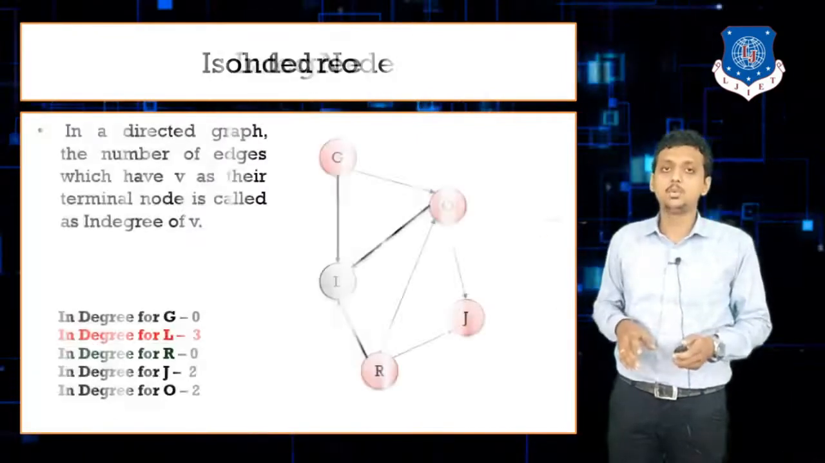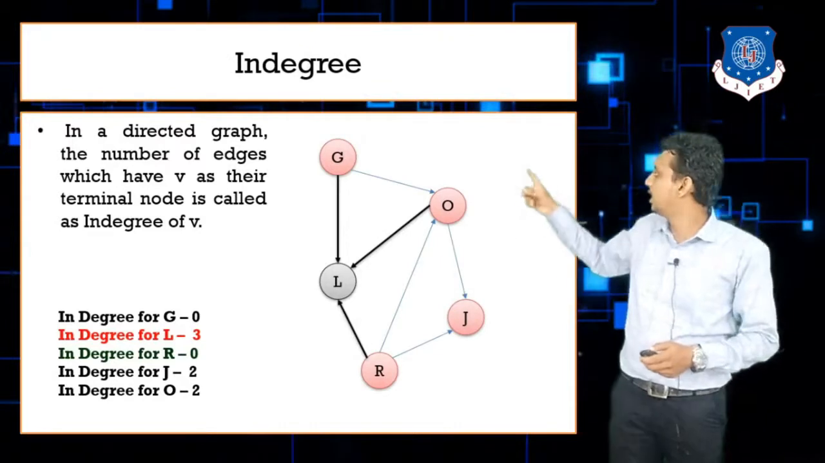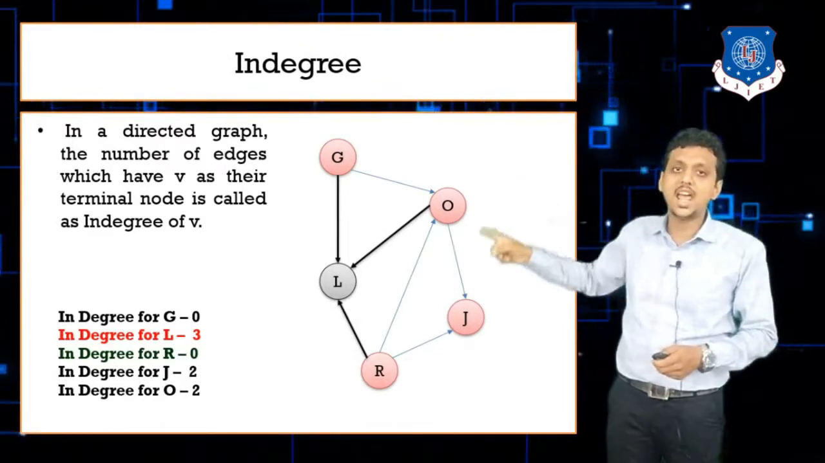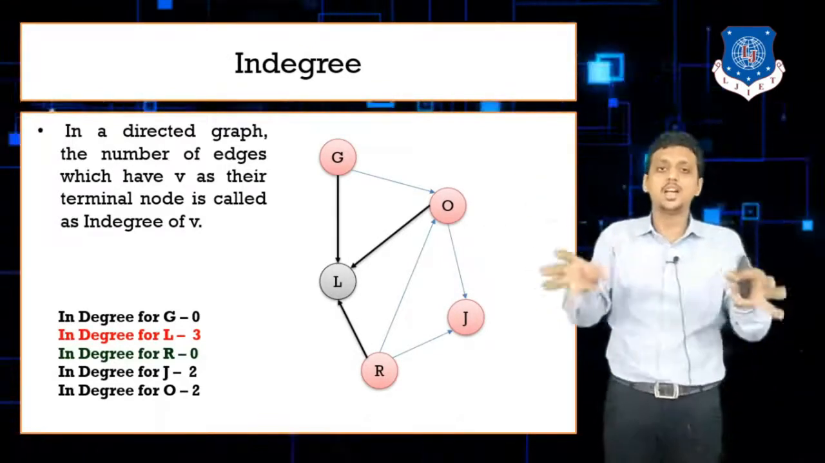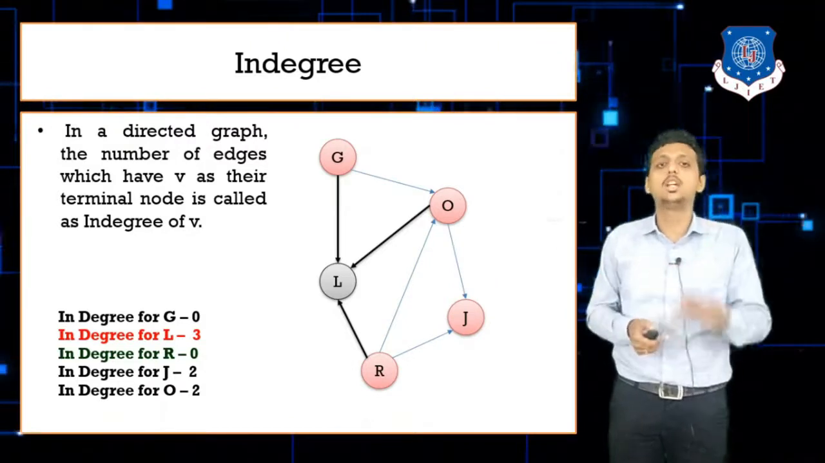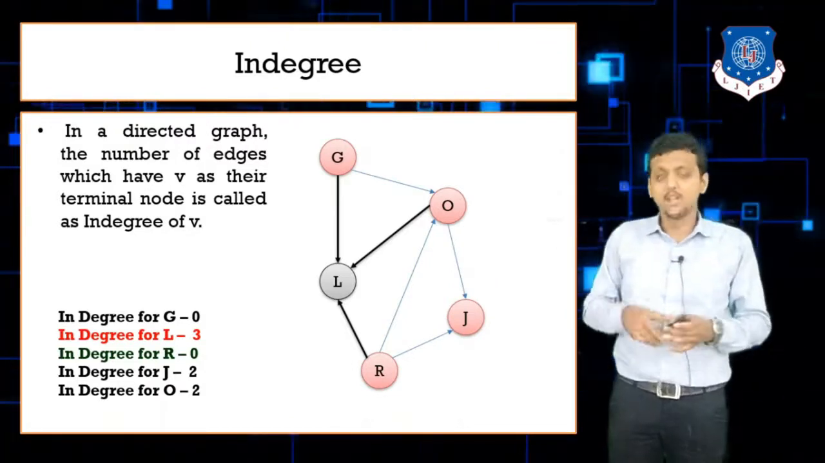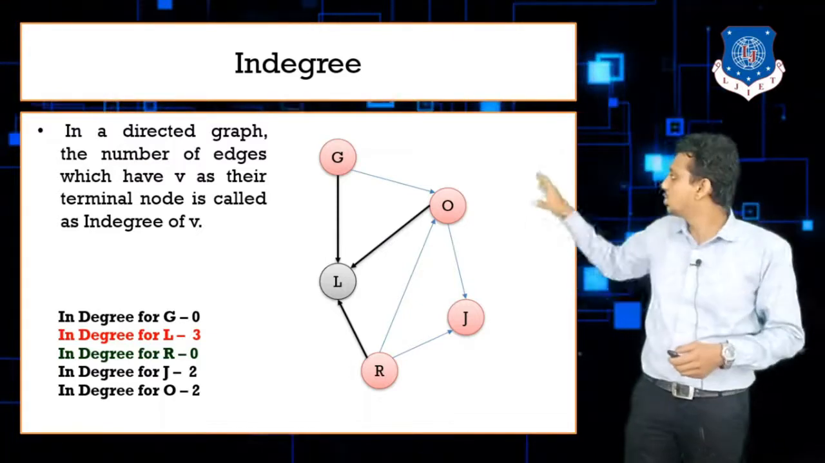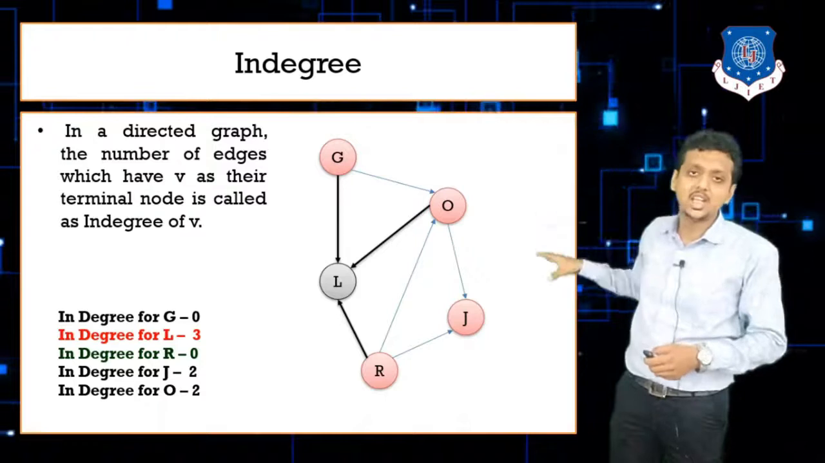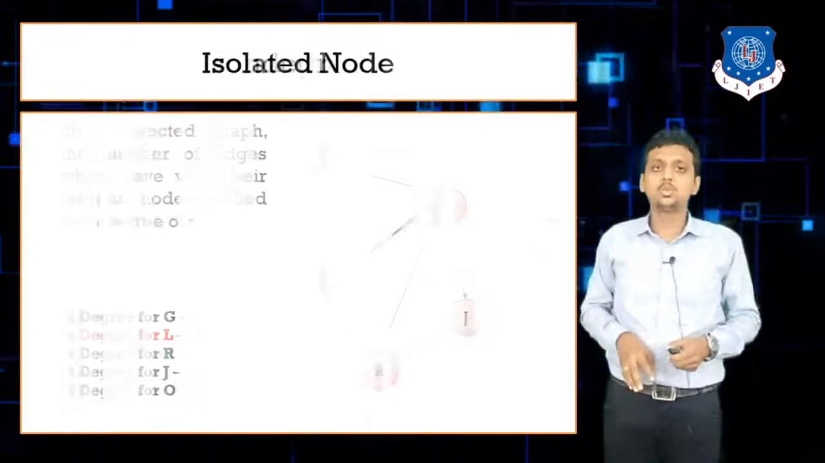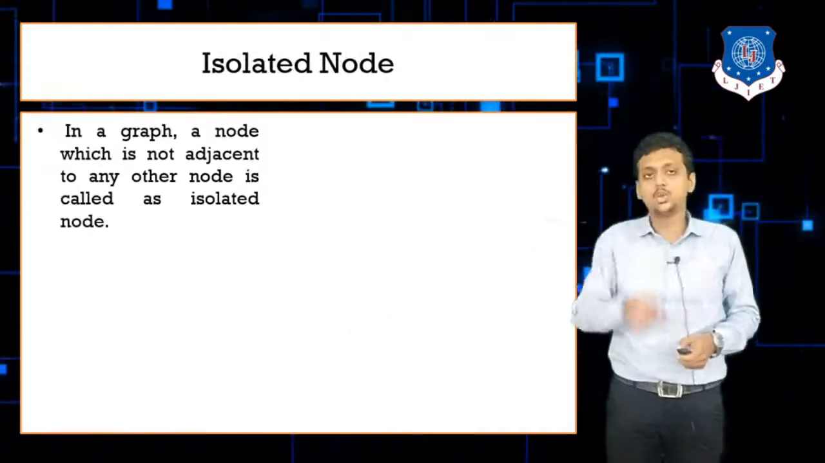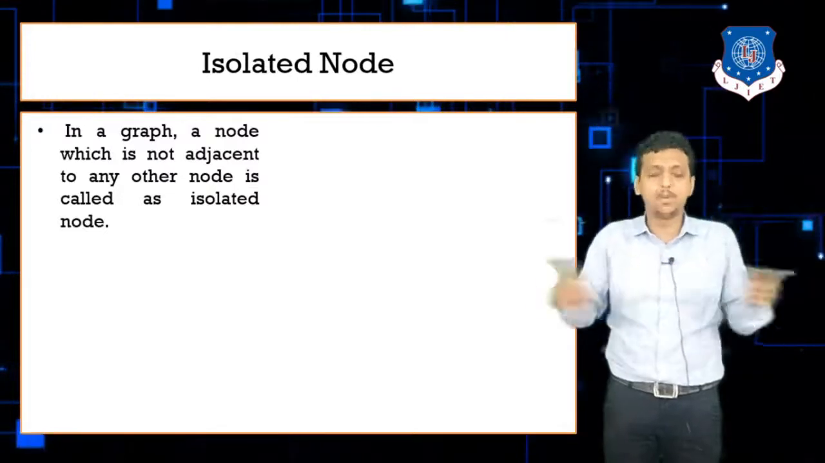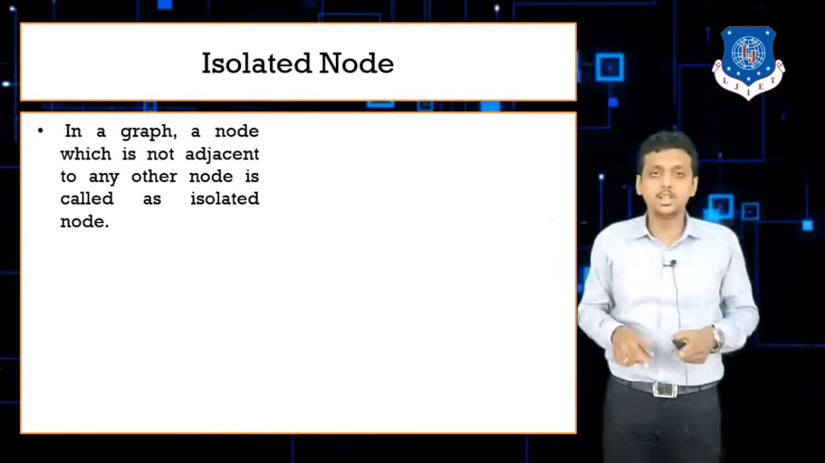Okay, see, let me show something. Here O contains adjacent nodes L and J. The out degrees are known as adjacent nodes for a directed graph. So O contains L and J as adjacent nodes. If you are alone at home, with no neighbors, no family members, then you might be known as an isolated node.